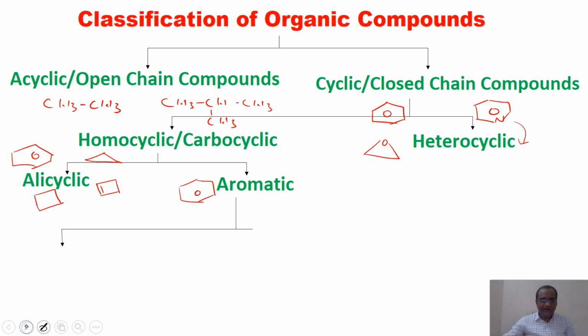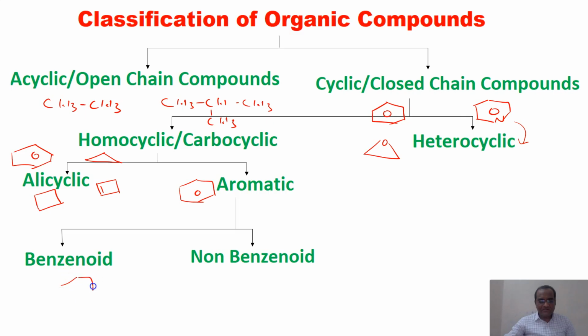Aromatics are again divided into two main classes. One is benzenoid and second one is non-benzenoid. So what does benzenoid mean? Benzenoid means it contains a benzene ring, or the structure is almost like a benzene ring. So they are called benzenoid. For example, I will write here one more benzene ring attached to it. It becomes a structure of naphthalene. Right? And non-benzenoid structures are like the structure of azulene.